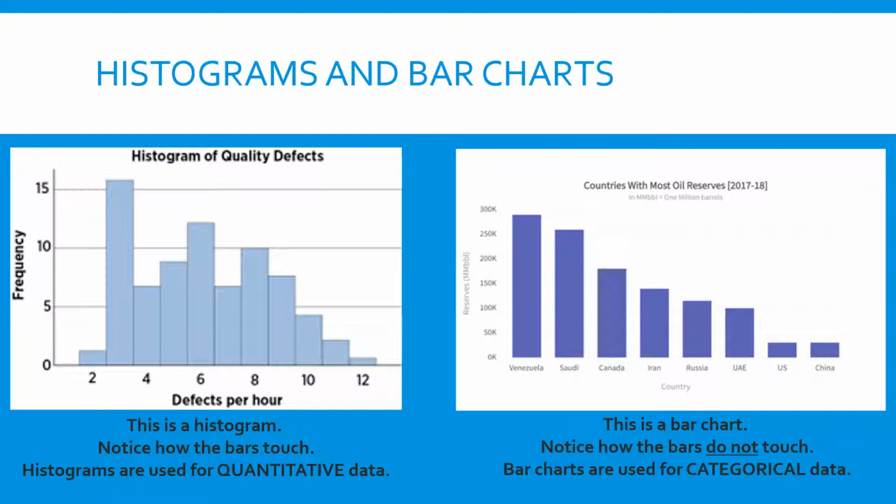So again, histograms, the bars touch, and they're used for quantitative or numerical data. Bar charts, the bars do not touch, and they're used for categorical data, which is where your data are in categories. Another word for categorical data is qualitative data.